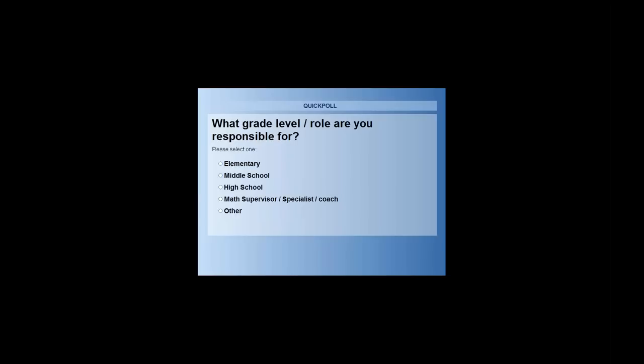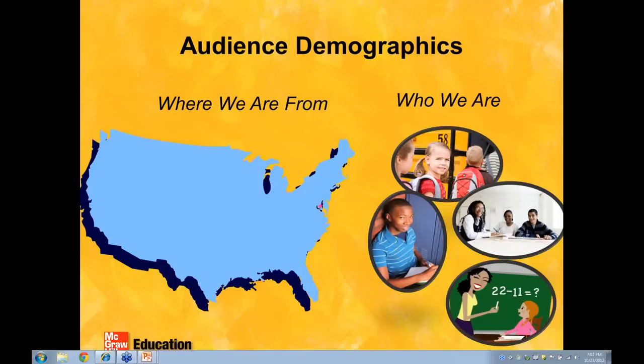The second question I'm going to ask is, what grade level do you cover? Are you an elementary teacher, a middle school teacher, high school, math supervisor, specialist, or other? Oh, great. The majority of you I see are from the elementary grades, with a portion of you being math supervisors or identifying yourself as math coaches.